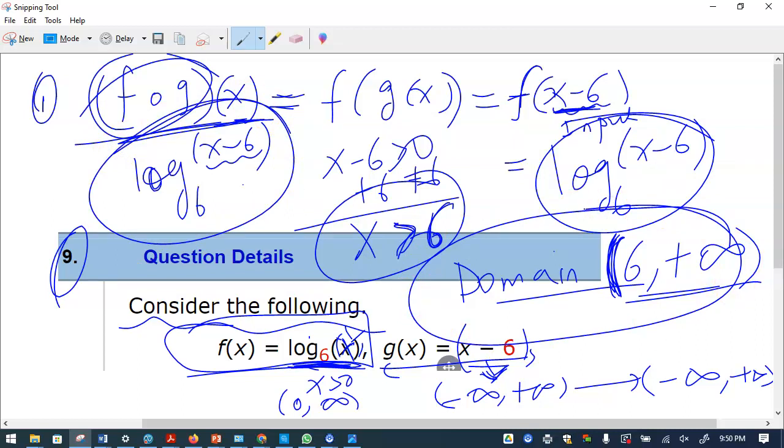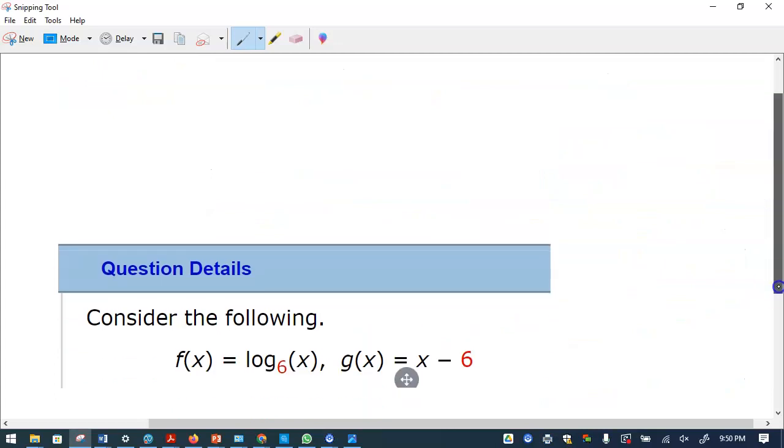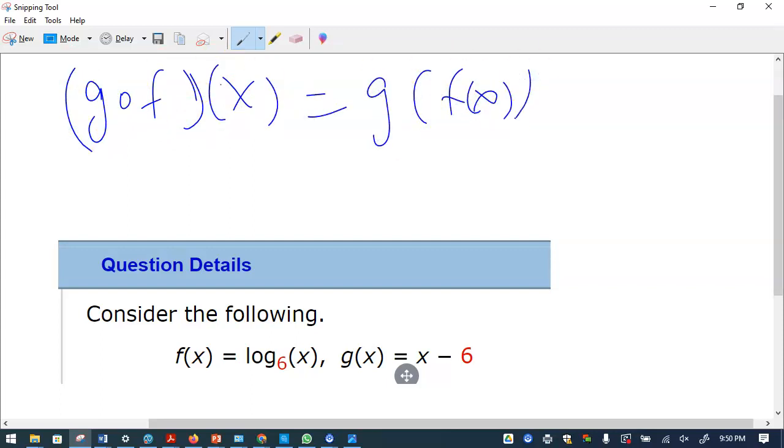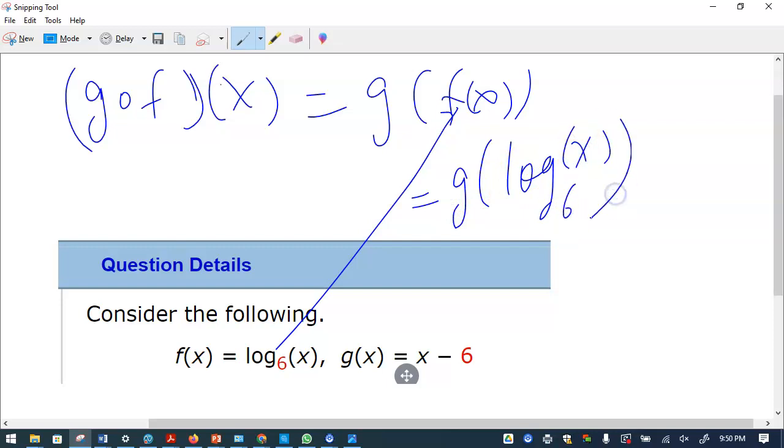But what about g circle f? If we need to figure out g circle f, the composition of this, it will be g of f of x. The f of x will go right here. That will be g of logarithm of x to the base 6. And then what does g do? Give any input to it, it just takes away a 6 from whatever the input is. So right now the input here is the logarithm. This is the input which you are plugging in place of big X.